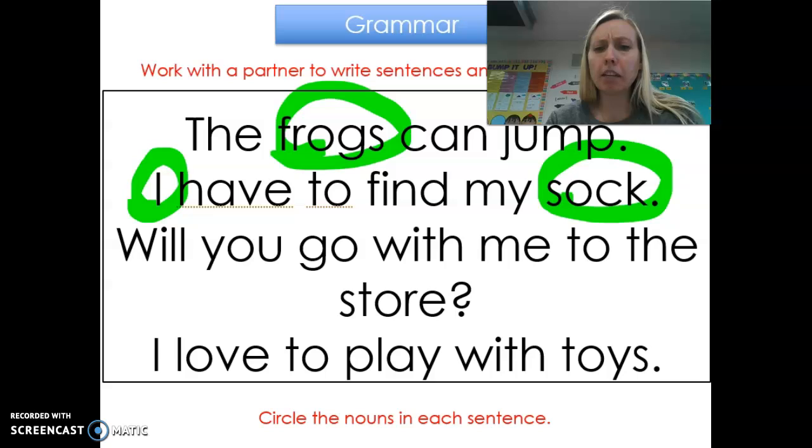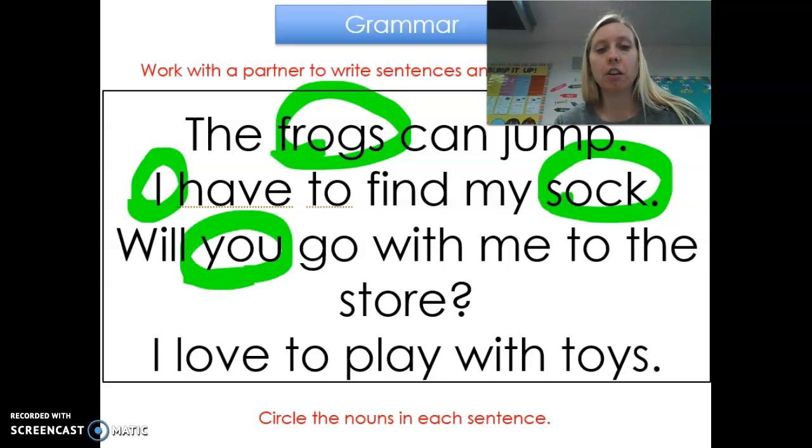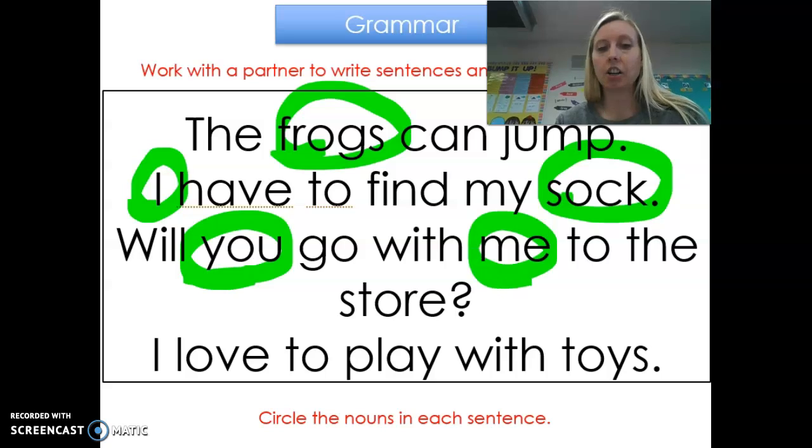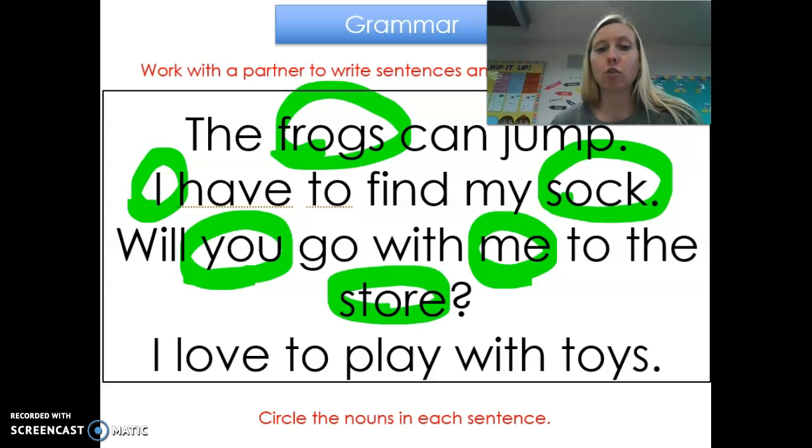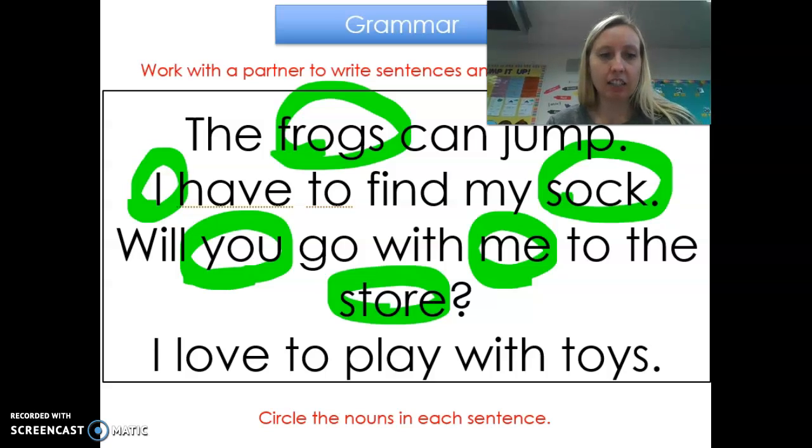Will you go with me to the store? Okay, so let's look for the person. Actually, there are 2 people this time. You and me are nouns. It's talking about people. Is there a place? There is a place this time. It's a store. And a person, place, is there a thing? No. So we have 3 nouns in that sentence.